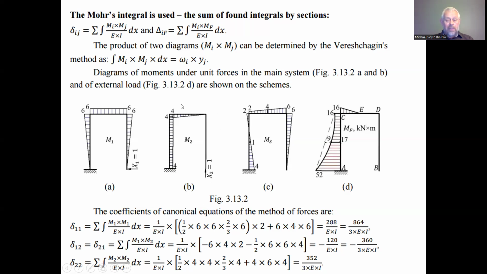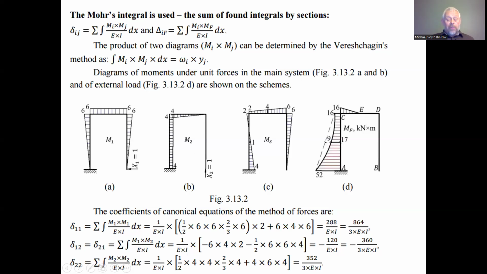So this is a product of the diagram of x2 by itself. And when we derive the common factor out of the brackets, in the brackets we have the product of the area of this triangular diagram, which is half of the product 4 by 4, where 4 is the span and 4 is the maximal magnitude. And the two-third part of the same diagram, two-third because the center of the area of this triangular shape is one third part from one side and two-third to the other. And the magnitude here is two-third multiplied by 4.